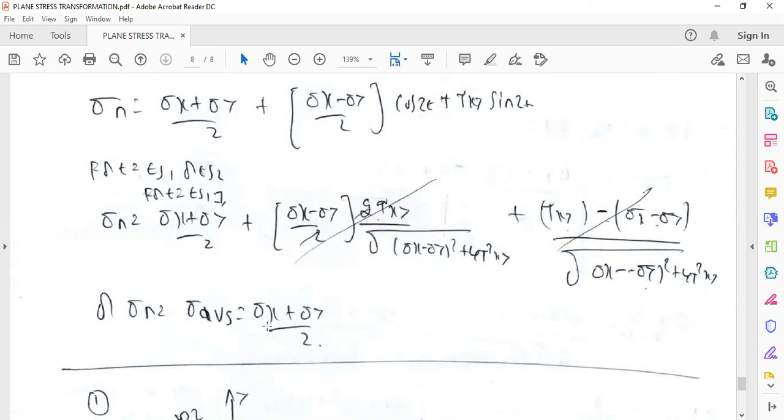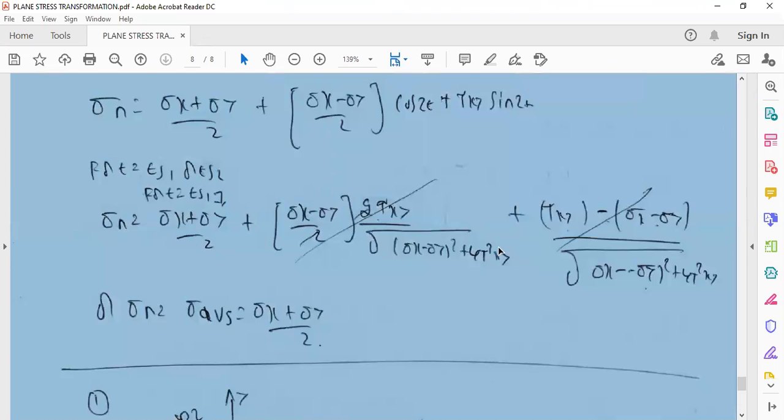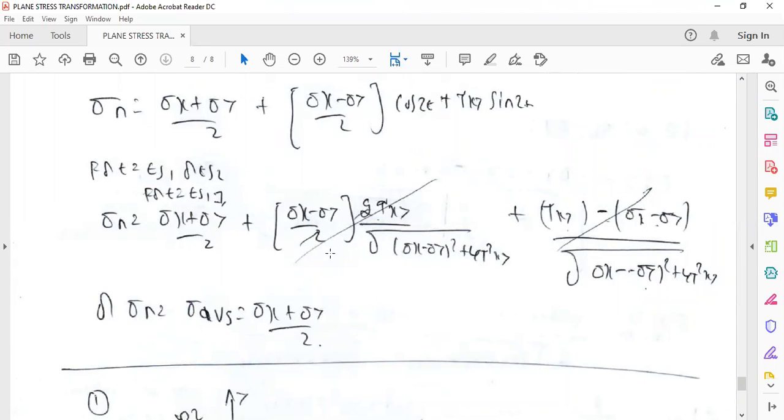So I'll be getting sigma n is equal to sigma x plus sigma y over 2. You can also substitute cos 2 theta s2 and sin 2 theta s2, which is one and the same. You will be getting a minus sign here, you'll be getting a plus sign here. What you got here is sigma x minus sigma y by 2, 2 tau xy, square root of (sigma x minus sigma y) squared plus 4 tau xy squared, plus tau xy squared, minus sigma x minus sigma y by the square root of (sigma x plus sigma y) squared plus 4 tau xy squared. It is one and the same. You can cancel it.